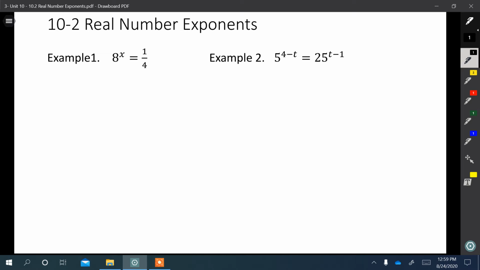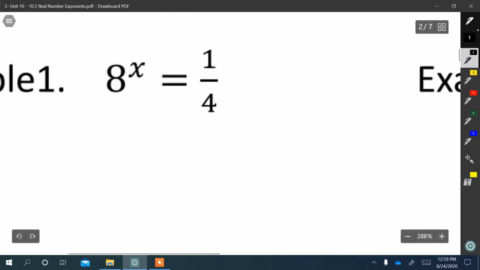Hello guys, so today we're doing section 2.2. This is page 459, real numbers exponents. Alright, so let's go ahead and get started with this first example here. Our goal here is to solve for x. So we need to figure out what that x is going to be.